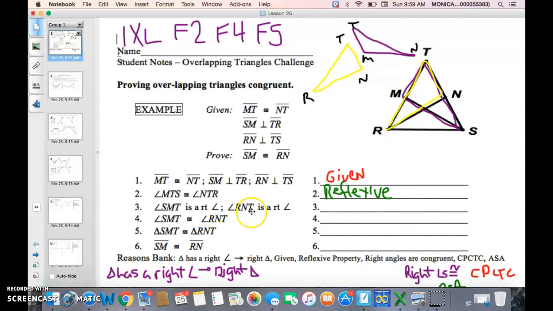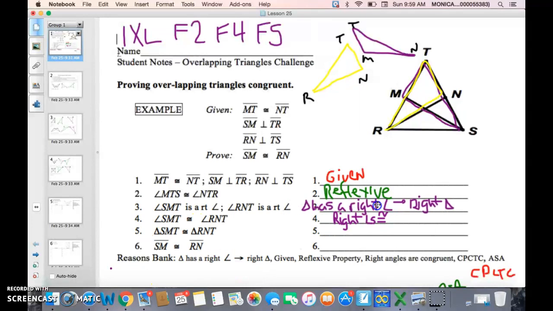But because I know that these two are right angles, we can say that right angles are congruent here, because now I'm saying they are congruent. And a triangle has a right angle, it's a right triangle. And now I can say that right angles are congruent. And now it says SMT is congruent to RNT. So now we're looking at the two triangles.